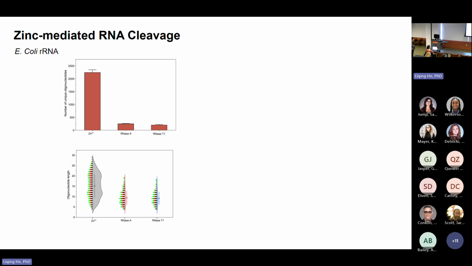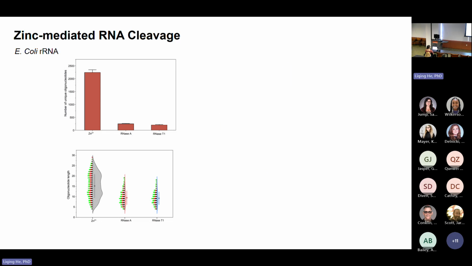In zinc digest, we identified many more unique oligos compared with RNase T and T1. And the oligo length in the zinc digest is also longer. The average length of the oligo is 15 mers, compared with RNase T and T1, which is about 9 mers. So if the length of the oligonucleotide is longer, that increases the possibility of matching the oligonucleotide to a single position of a single RNA.